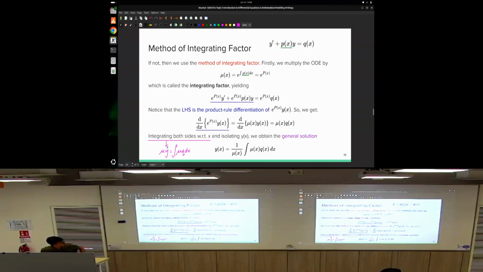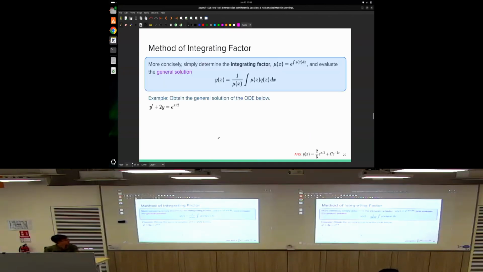Then what do you want? You want y, or y is your solution. So you just divide by mu throughout. There. If you divide by mu throughout, you get this. So isn't this the solution? So in a nutshell, all you need to do to solve a linear first order ODE is just find the integrating factor first.